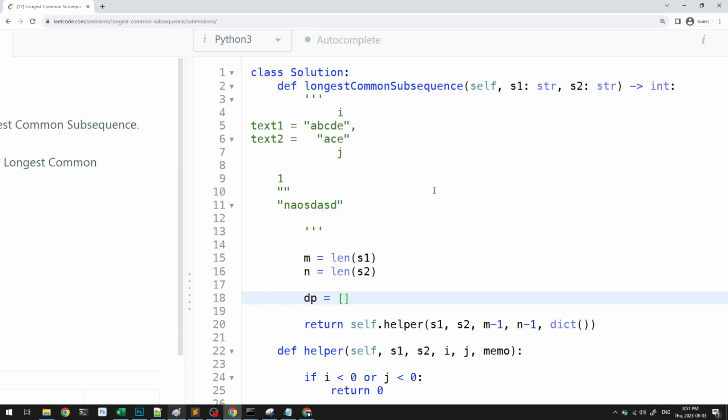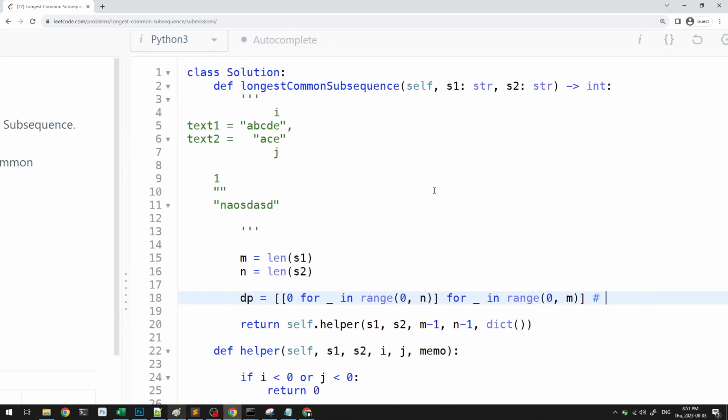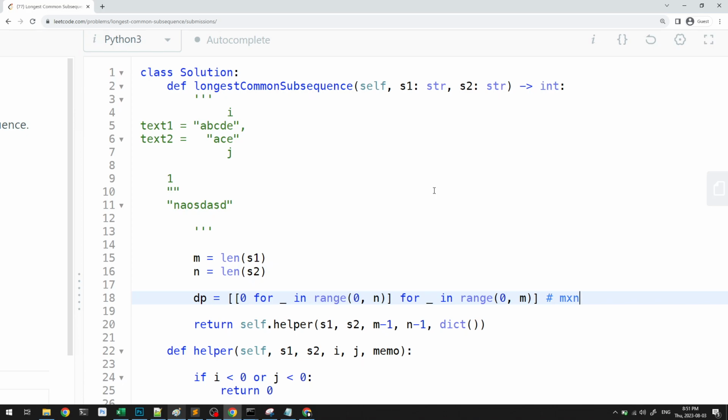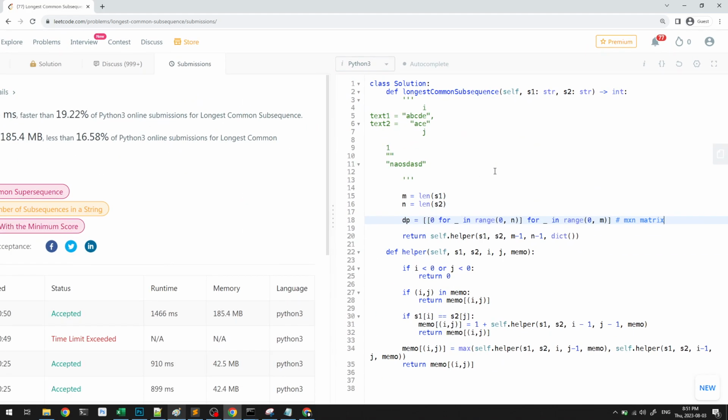So the way we do that in Python is 0 for blank in range 0 to n, and then blank in range 0 to m. So what will this do? This will create an m by n matrix. Okay, perfect.